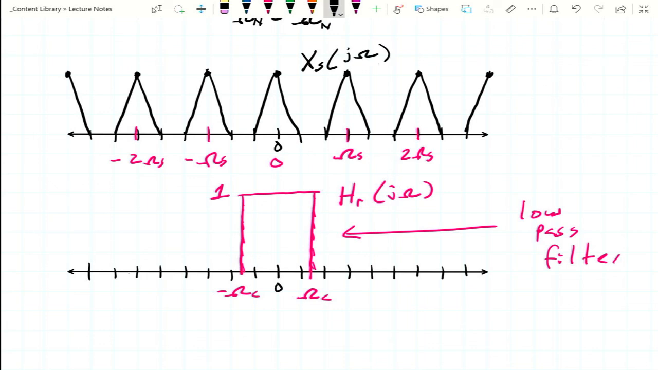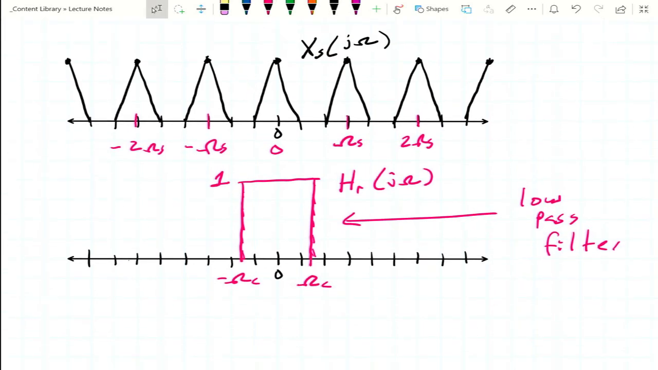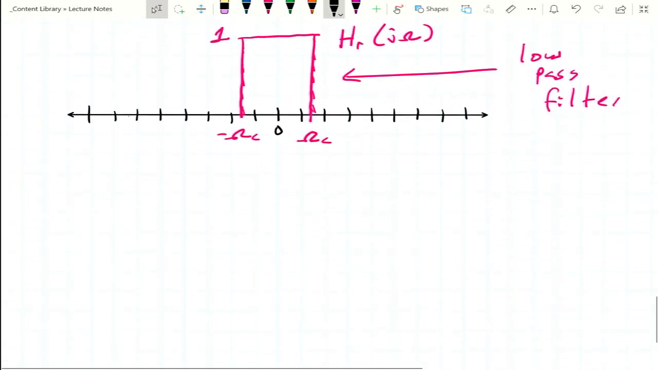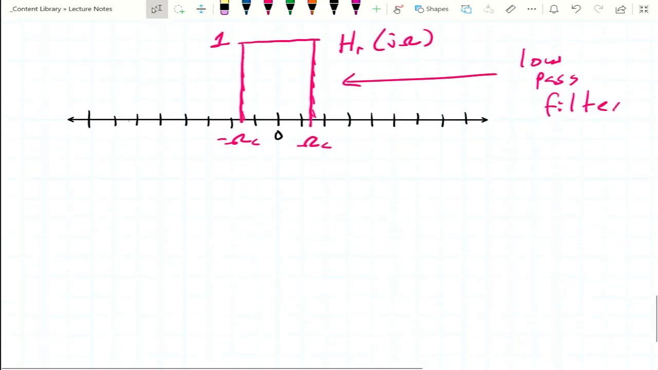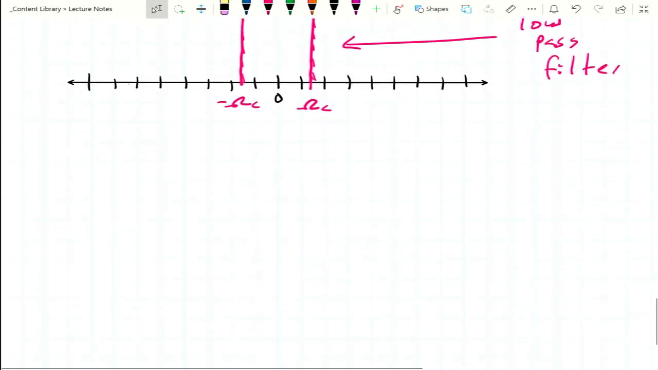Right, we multiply it by our h sub r of j omega, again, because we're convolving, right, which is multiplication in the frequency domain. That means that we're going to, well, let me say that. I don't want to take that for granted.